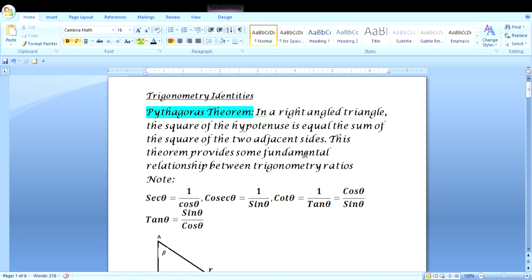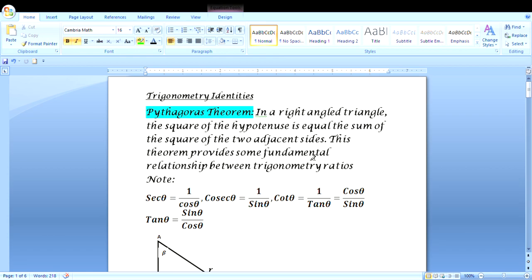In this virtual class, I will take us through our trigonometric identity using the Pythagoras theorem. That is, from our right angle triangle, the sum of the square of the two adjacent sides is equal to the square of the hypotenuse. Or we simply put that the square of the hypotenuse is equal to the sum of the square of the two adjacent sides.